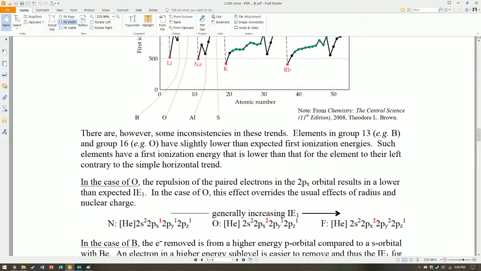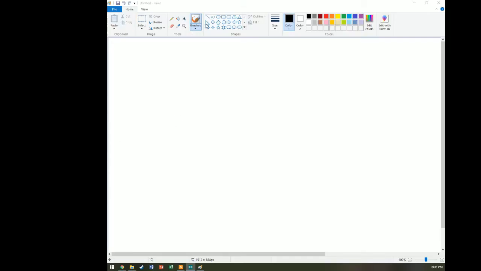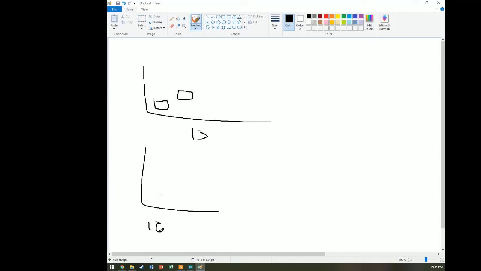And then similarly for group 16, if we go to group 15, well, let's draw this out for you because I think it makes more sense if we draw it. So for 13, 16, 13, we have S. I'm only drawing the valence shell here because that's what we care about. So here we have 1, 2, 3, and then 1, 2, 3, 4, 5, 6.